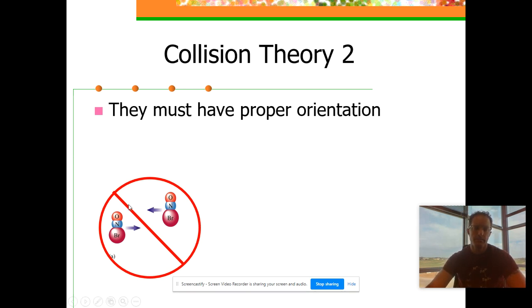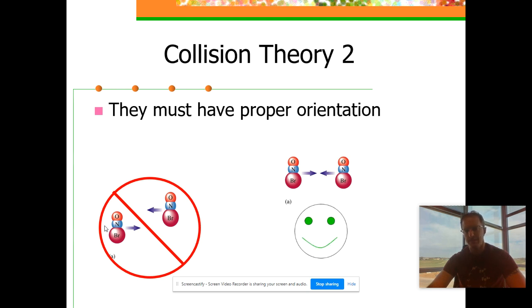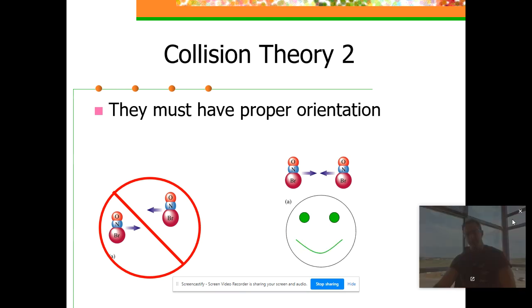I was trying to point at this thing, right? They're going to hit each other, but they're not going to hit each other oriented properly. Here, they're going to hit each other oriented properly. So they have to hit each other. They have to be lined up right. There's a creepy little smiley face there for you, showing that works, right?